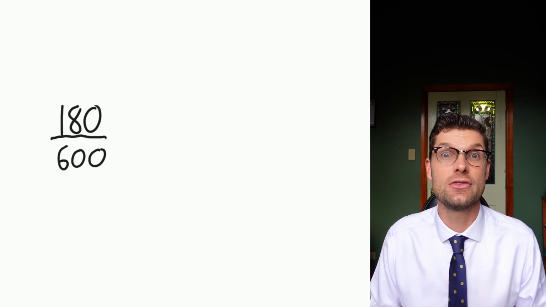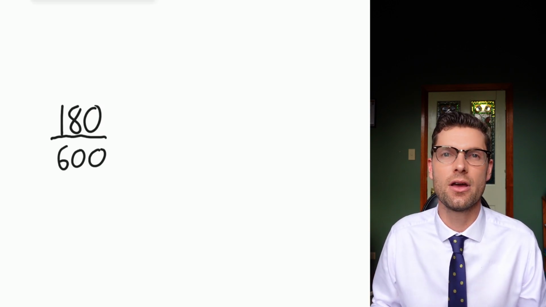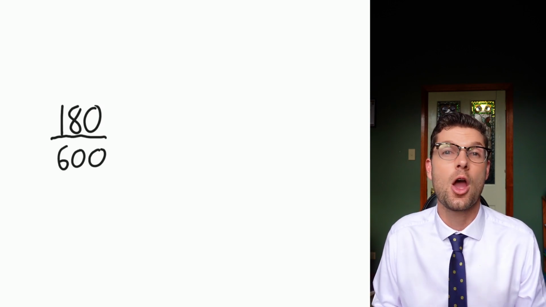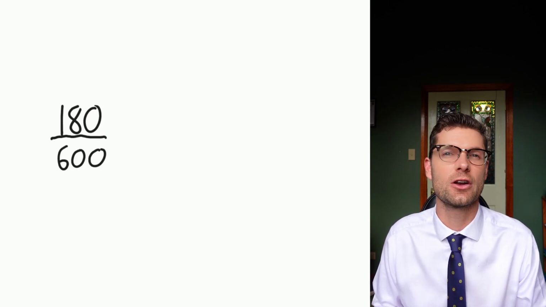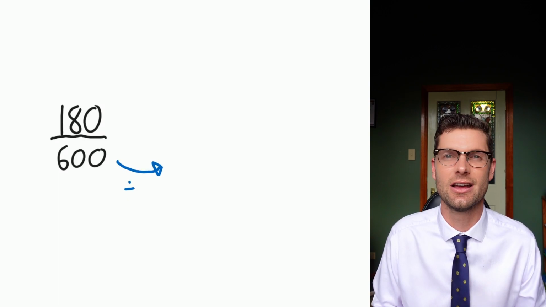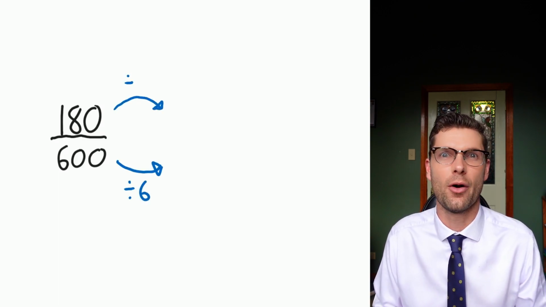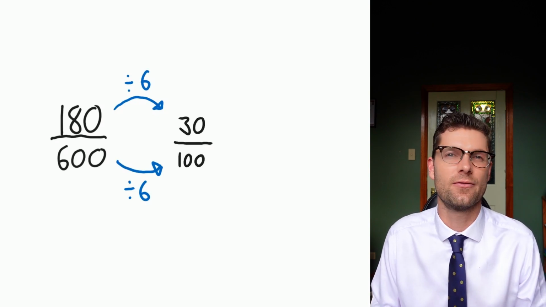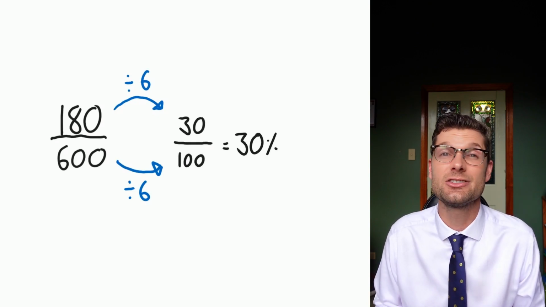Finally, we can also do this with numbers that are bigger than 100. We still have to use the same operation on the top and the bottom. We have to divide in this case. We've got to take that 600 down to 100. So if I divide the top and the bottom by 6, I'm going to have a number that's over 100. 180 divided by 6 is 30. So my answer is 30%.